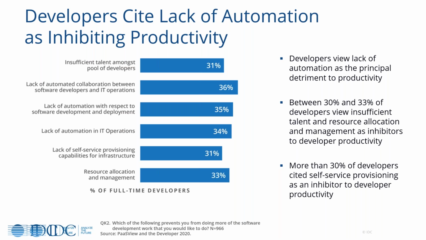Interestingly, more than 30% of developers did cite other factors as relevant to developer productivity, such as talent, resource management, and self-service capabilities. So to summarize, from a technology standpoint, developers feel that lack of automation and self-service capabilities are the principal inhibitors to improved productivity.